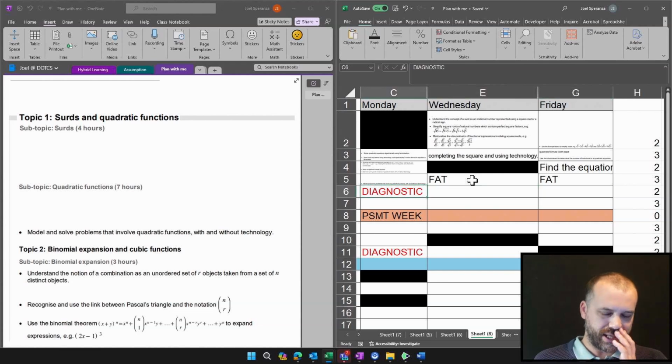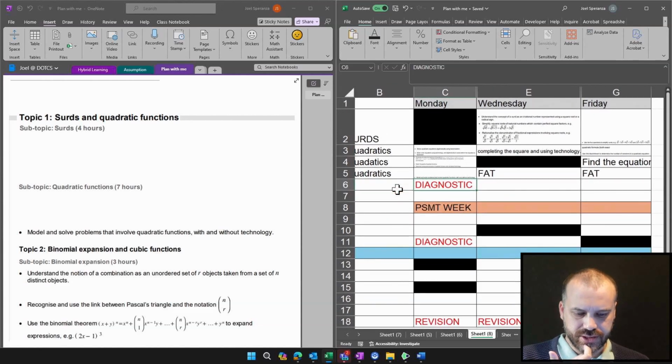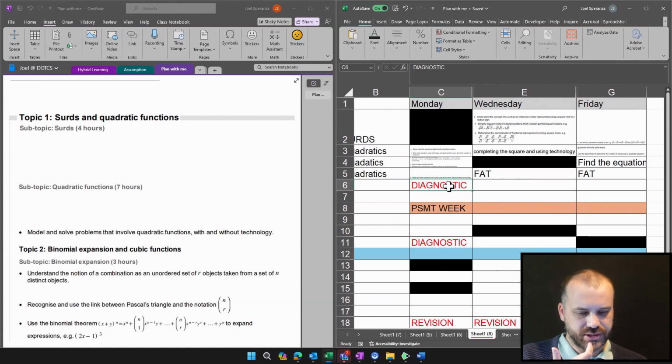And we'll come back to that later. Maybe we'll need to trim that fat, or maybe I'll think more about this. The diagnostic on Monday. This is our big first time for our year 11s. I feel like you've got to set them up for success here. So we've done surds, we've done quadratics.